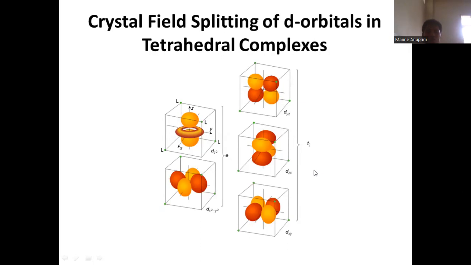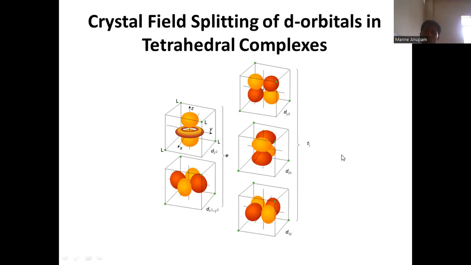We learned how a metal ion forms bonds with the ligands, and how ligands influence the d orbitals and split them into T2G and EG orbitals. As an example, we have learned octahedral complexes, such as [Fe(CN)6]^-, and we have seen how ligands influence the metal ion and split the d orbitals into T2G and EG orbitals.